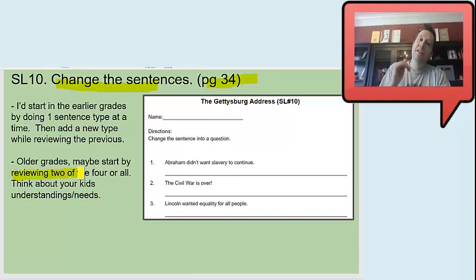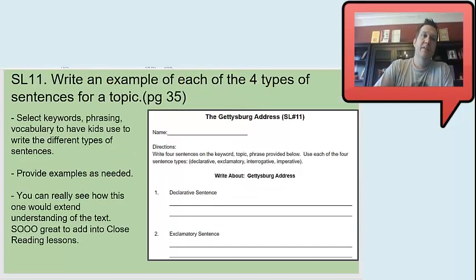But for the older grades, maybe start with reviewing all of them. So if you're looking at intermediate, 5th, 6th grade, you definitely want to start with a review of all of them. And then if you see issues arising inside of any one of those 4 specifically, you can kind of hone in that way. So I'd kind of work reverse of that piece, just because you want to honor your time, student understandings. SL11, which is writing an example of each of the 4 types of sentences for a topic.